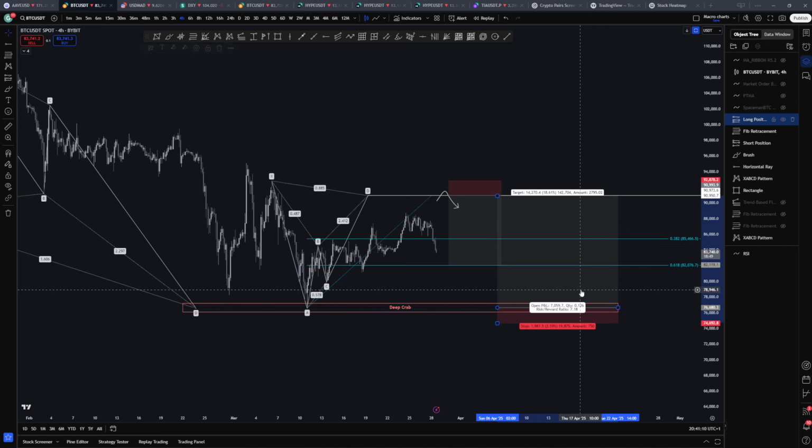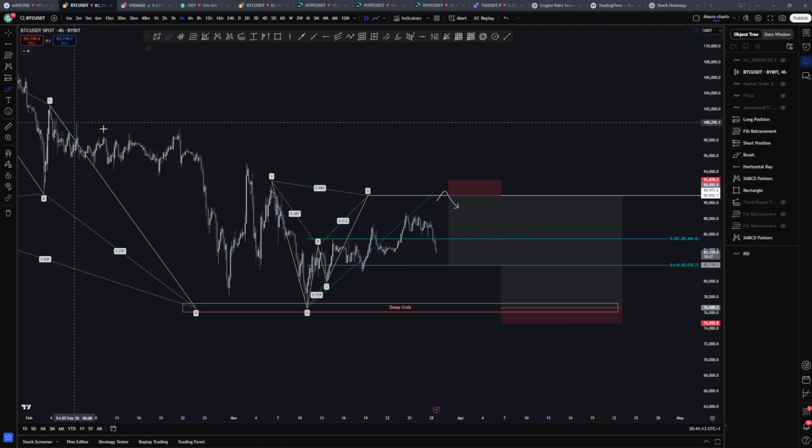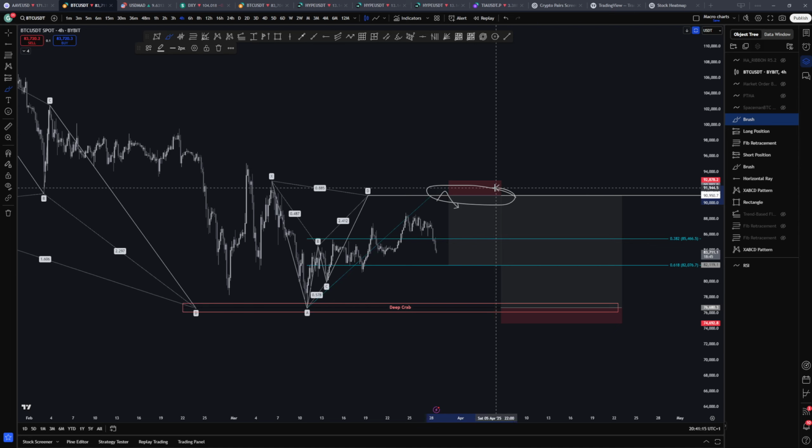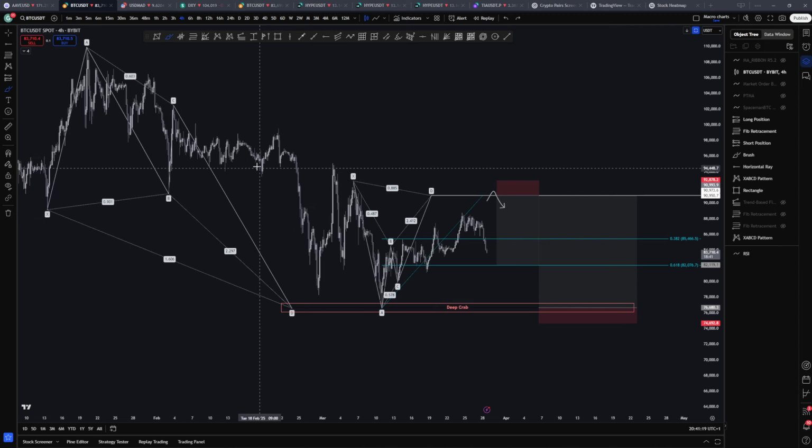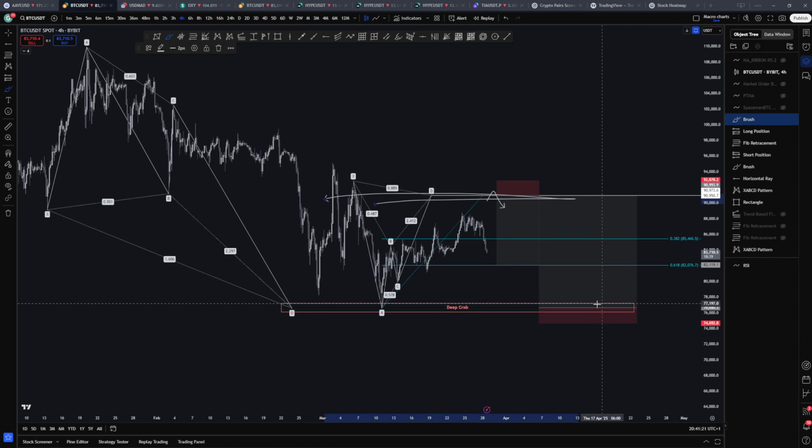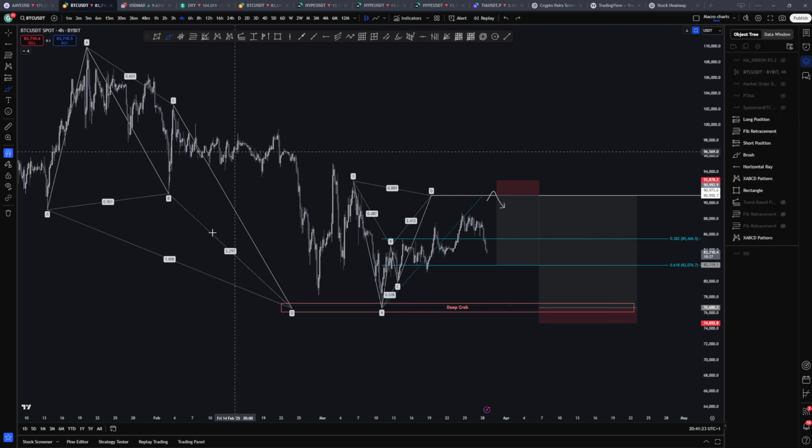That is what harmonics are telling you. Harmonics are telling you either short in this region or you long in this region, until any of these is hit. Maybe on a lower time frame there's something, but on this time frame there's nothing.